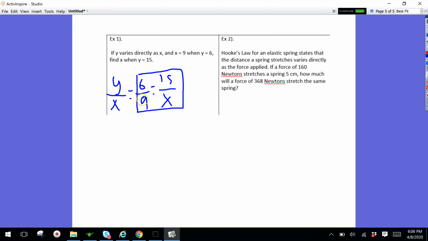And then in order to solve this right here, we need to do cross multiplication. So 6 times x is going to be 6x. And then we need to do 9 times 15. And we're going to get 135. And then we need to go ahead and divide that by 6. And so when I divide that by 6, we get that x is equal to 22.5.